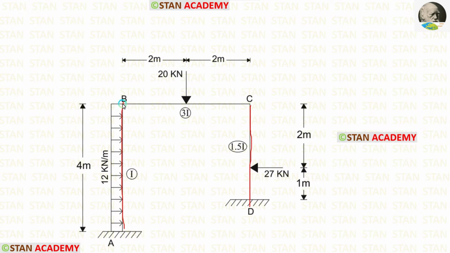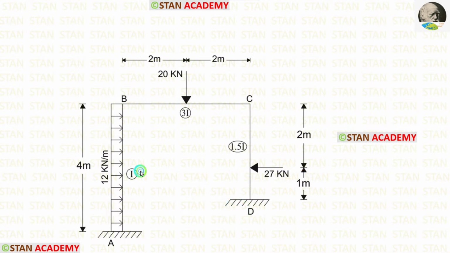Also, there is a beam BC. In the column AB, there is a uniformly distributed load of 12 kN per meter acting for the full span. In the beam BC, there is a point load of 20 kN acting in the center. In the column CD, there is a point load of 27 kN acting at 1 meter from the point D.